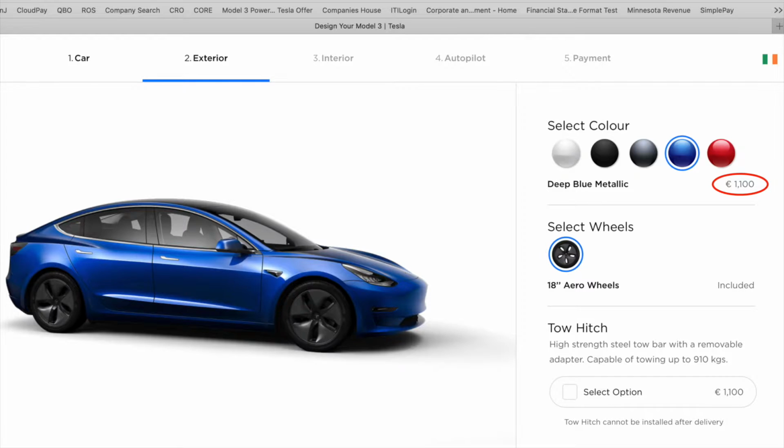Let's add a different colour to that. Let's change it to blue. I've highlighted the blue on this page, and you can see the charge for that is 1100 euros to add to the price of the car coming forward from the previous page. So let's do that calculation now.